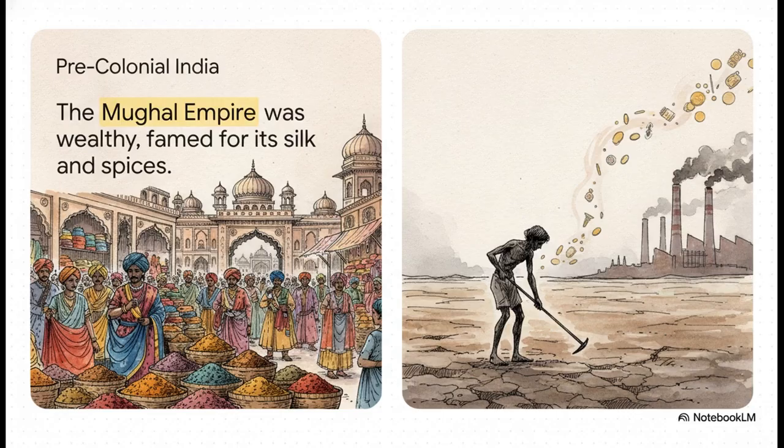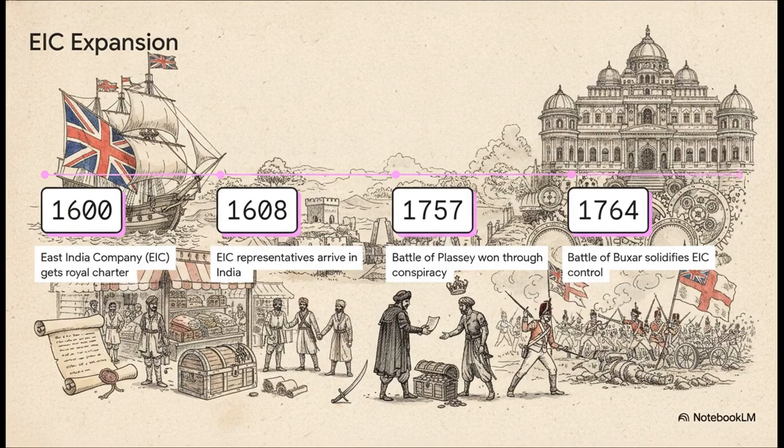But fast forward a bit, and we see farmers completely impoverished. They're suffering from famine and total economic devastation, as staggering amounts of wealth were drained right out of the subcontinent to fuel Britain's very own industrial revolution. So how did such a drastic reversal even happen? Well, in 1600, Queen Elizabeth I granted a charter to a trading entity called the East India Company. By 1608, their representatives arrived in India to set up trading posts.